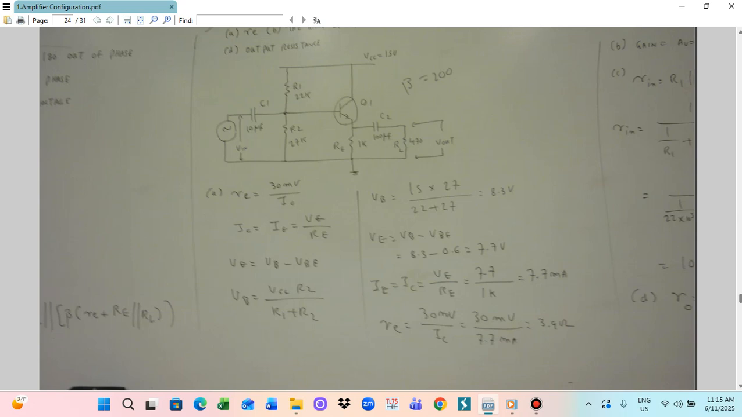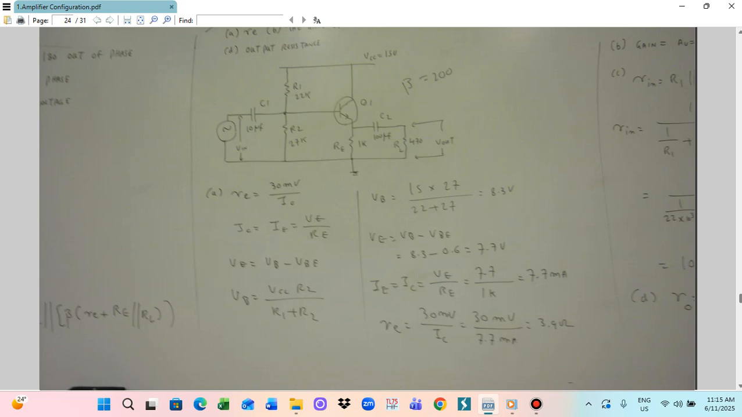So we want the RE, so we need to know the IC. To get the IC, we need to know the VE and RE. To get the VE, you need to know the VB. So firstly, you have to start with the VB. The VB formula is VCC times R2 divided by R1 plus R2. We already know the VCC is 15 volt, and R1 and R2 are 22K and 27K, and therefore you can calculate the VB.